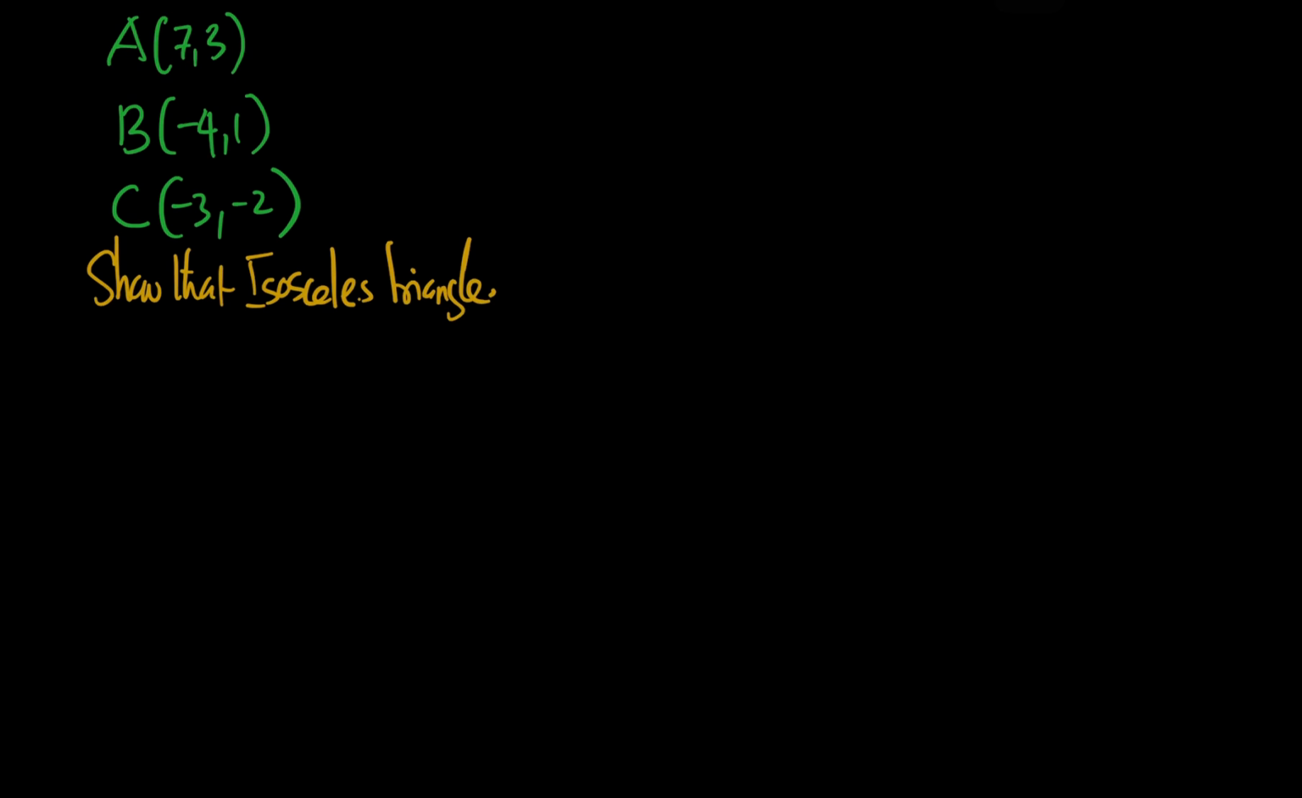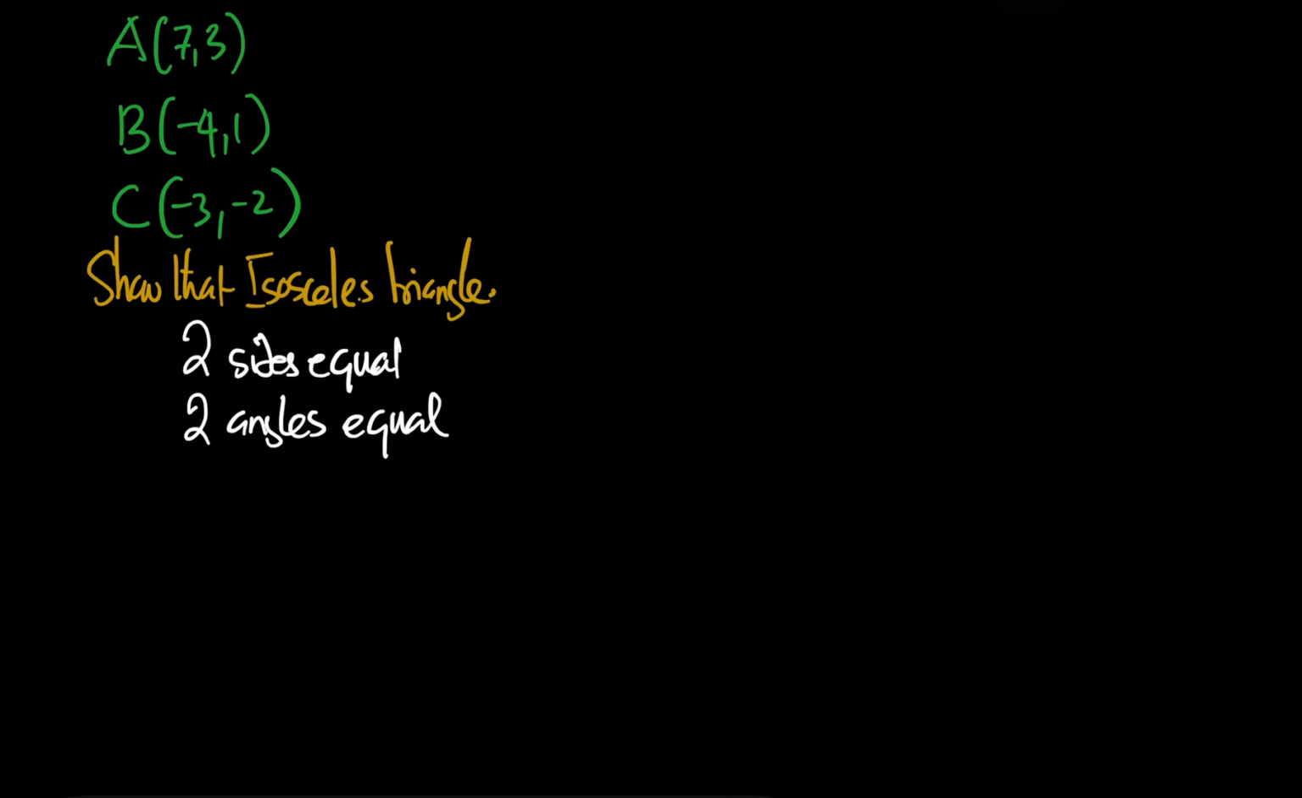Now we know that an isosceles triangle has 2 sides equal and 2 angles equal. If 2 sides are equal, it automatically means that their angles are also equal. So all we need to do is show that two sides are equal. Once we achieve that, we've achieved our objective. So let's start by looking for the lengths, because the lengths will lead us to the value of each of the sides.